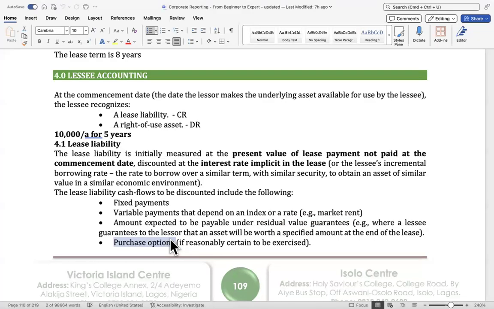You won't have to start struggling around, okay, oh, the asset is not good again, I'm not buying again. All of these things will have been agreed in the contract right from the outset, and they will have factored everything into the lease rentals. Okay, so those are components of lease liability.